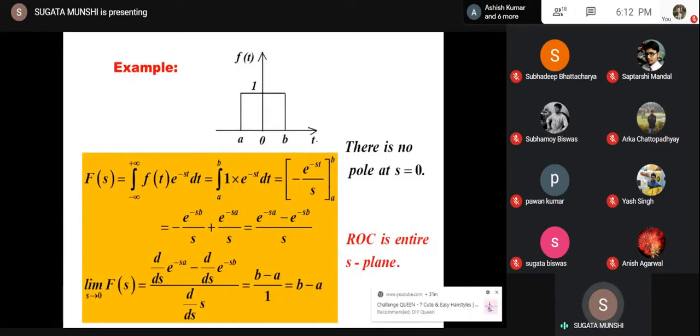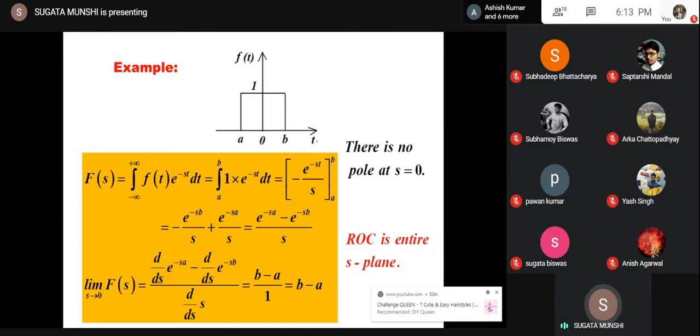0 by 0, so you differentiate the numerator and denominator with respect to s. What do you get here? In the numerator, you will have the term b minus a, and in the denominator, you will have the term 1. So it comes out as b minus a. Just see that in the limit as s tending to 0, Xs is not infinite. It has a finite value, b minus a. So no pole at s equal to 0.